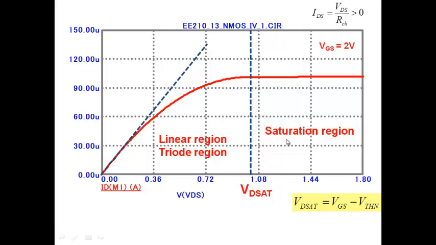Okay. So the saturation region is here, and the saturation region for us is the active region. In a MOSFET, the active region is the saturation region. This is where you would bias your MOSFET in order to make an amplifier.